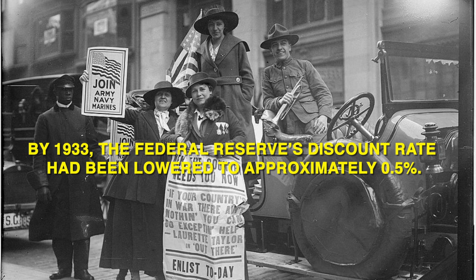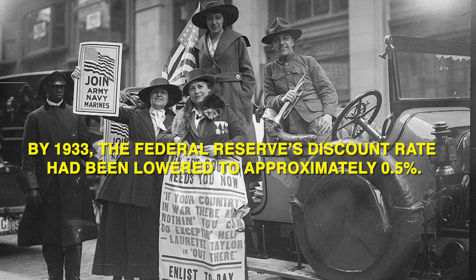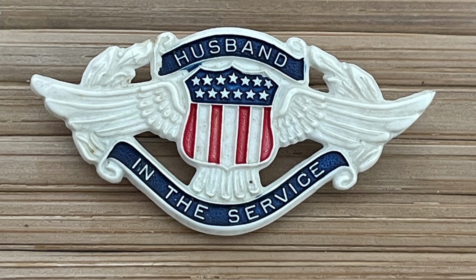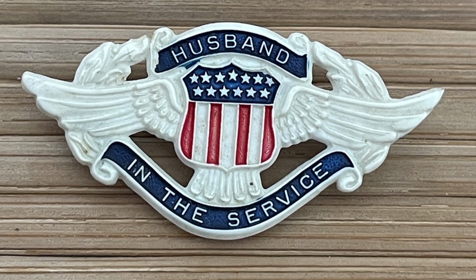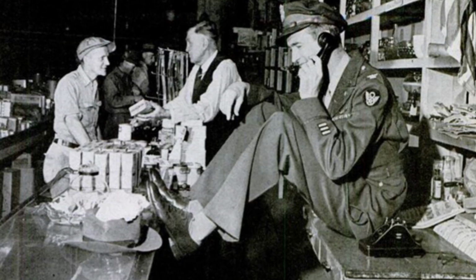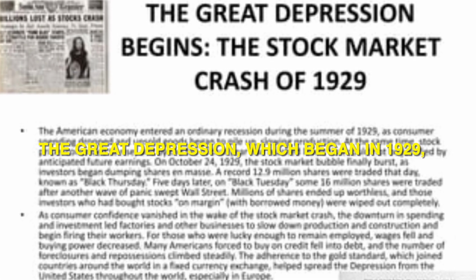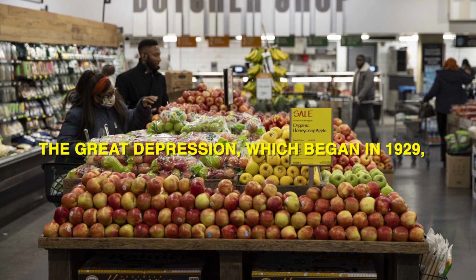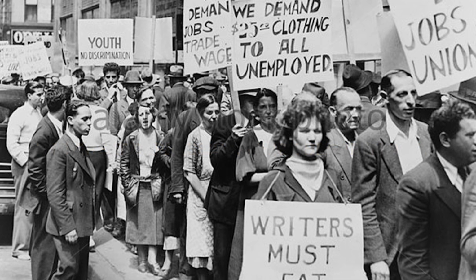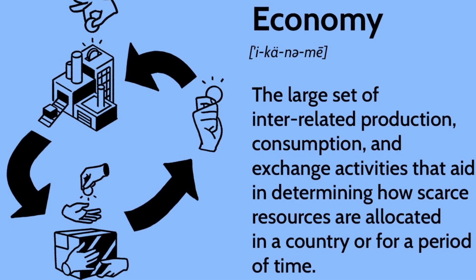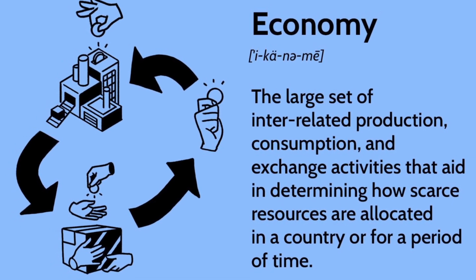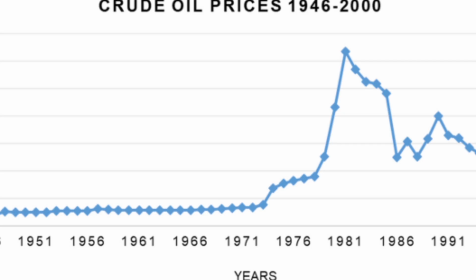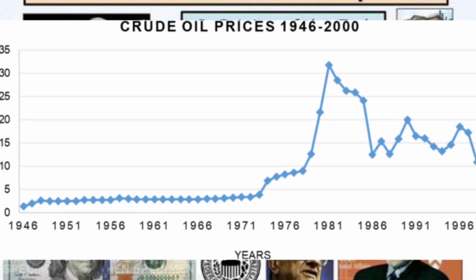By 1933, the Federal Reserve's discount rate had been lowered to approximately 0.5%. This discount rate is the interest rate charged to banks for borrowing funds from the Federal Reserve. The Great Depression, which began in 1929, was one of the most severe economic crises in modern history. It caused widespread unemployment, business failures, and a dramatic drop in consumer spending and investment. The economy was in dire straits, with deflationary pressures making the situation even worse.